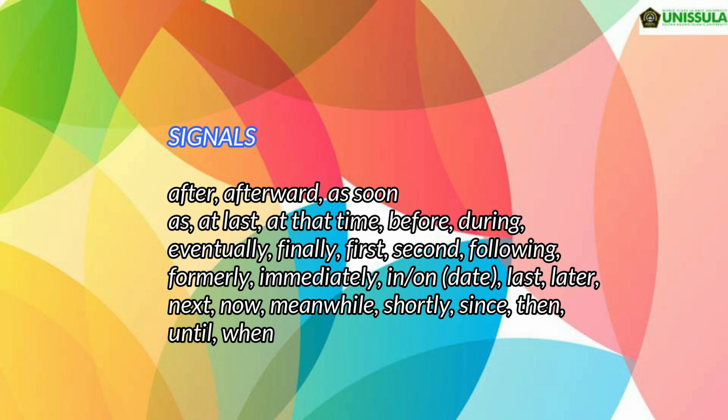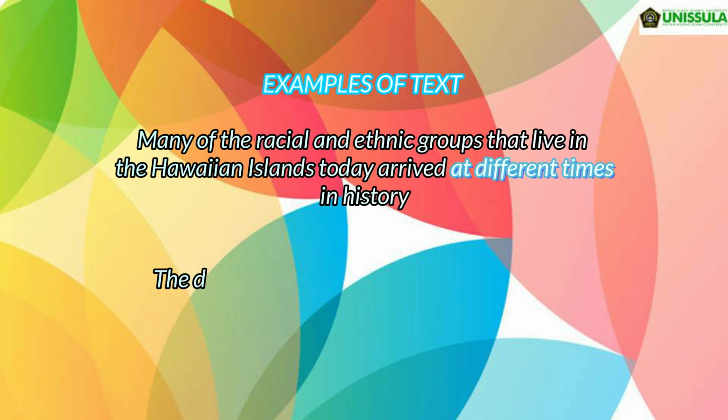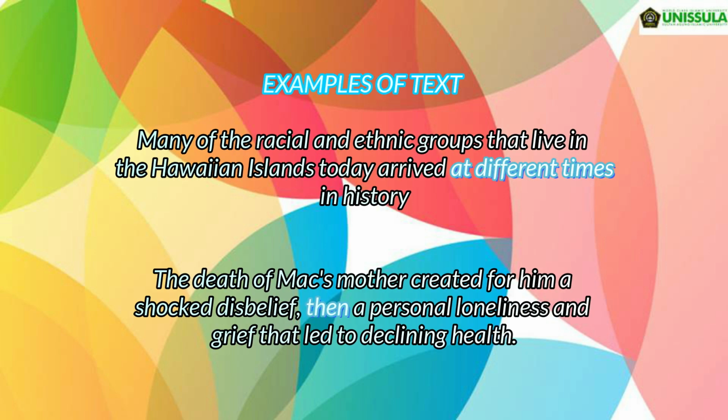And then this is the example. The example will be paragraph 2, with the first signal being at different times, and the second paragraph signal is then. So the two paragraphs here will answer the questions: when did it happen and in what order did it happen?